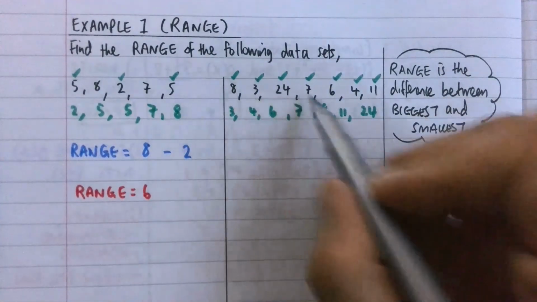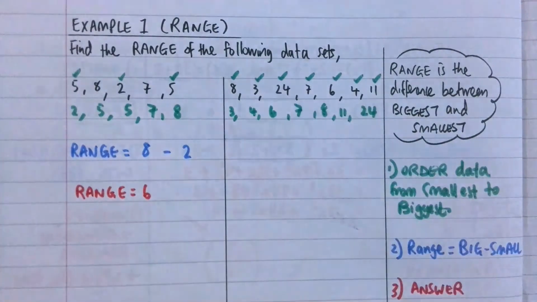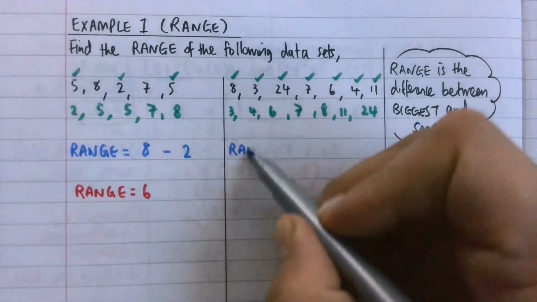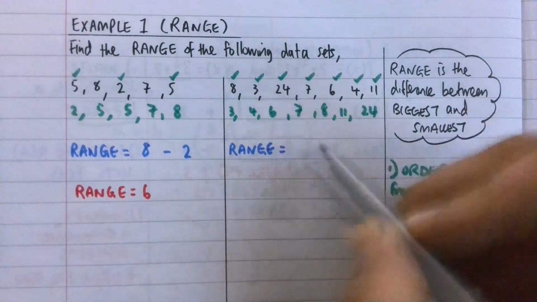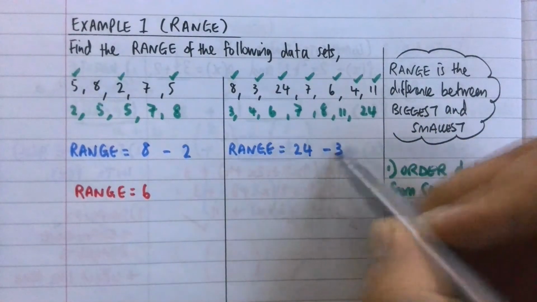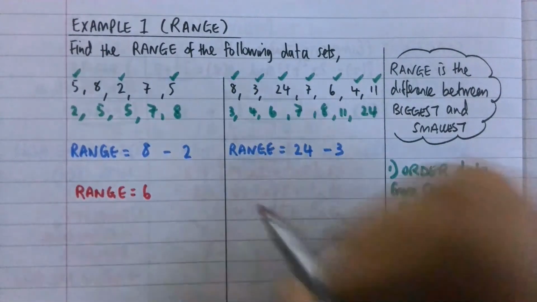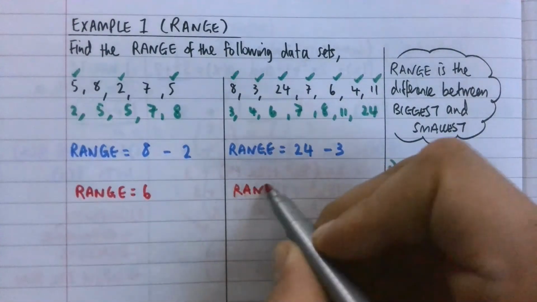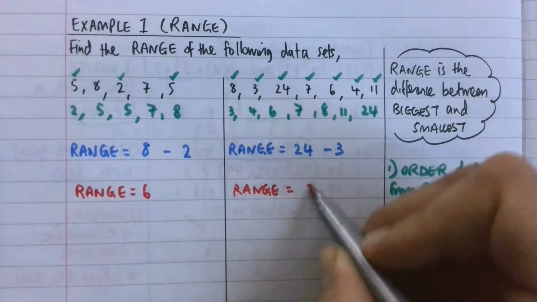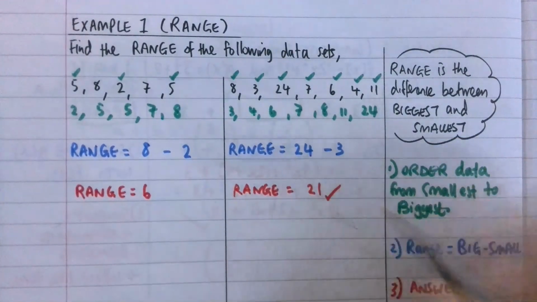So I've ordered them. I'm counting them just to double check that I've got the same amount of numbers in my ordered list. Then I'm just going to write down the sum for the range, which is going to be 24 take away 3. And the range is then just going to be 21. Okay, remember, range is the difference between the biggest and the smallest.